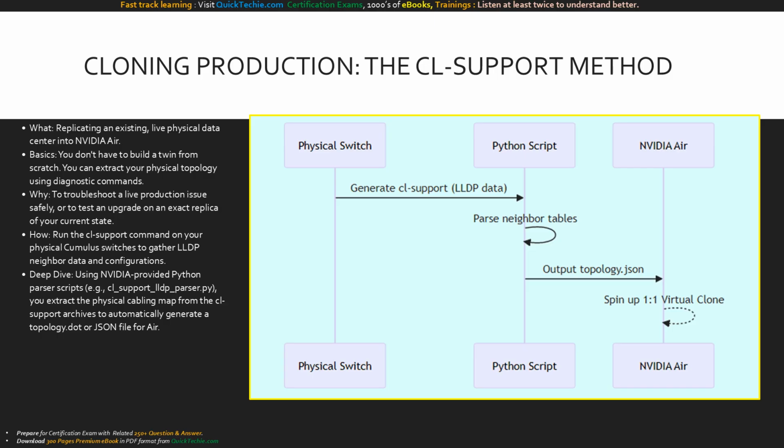This sequence diagram shows the cloning process. You pull the cl-support data from your physical switch. The Python script parses the LLDP neighbor tables to understand the physical cabling. It outputs a topology.json file, which is fed into NVIDIA Air, instantly spinning up a 1-to-1 virtual clone of your environment.